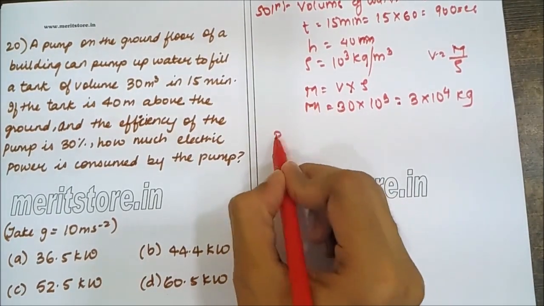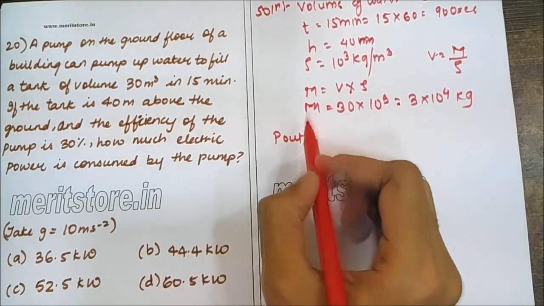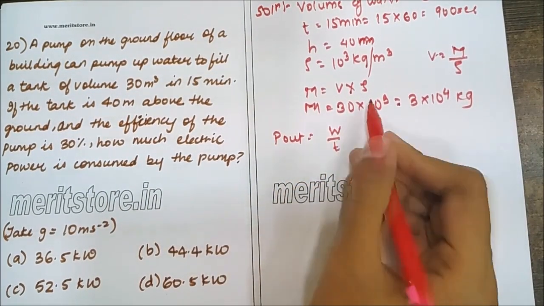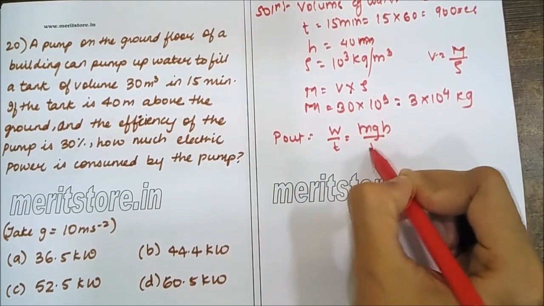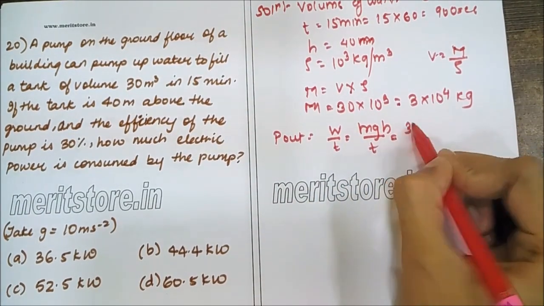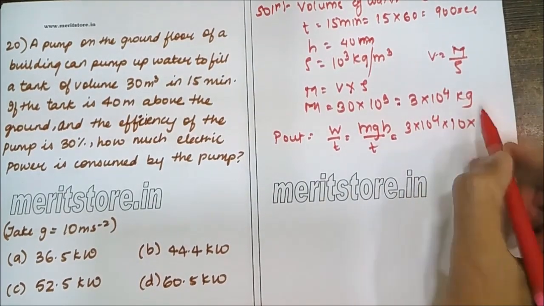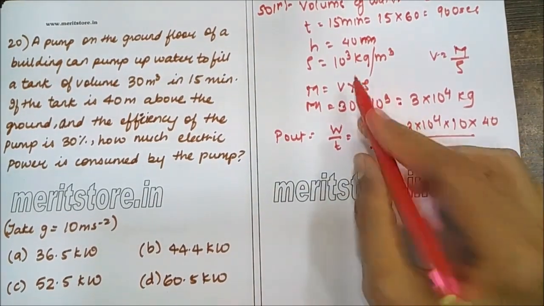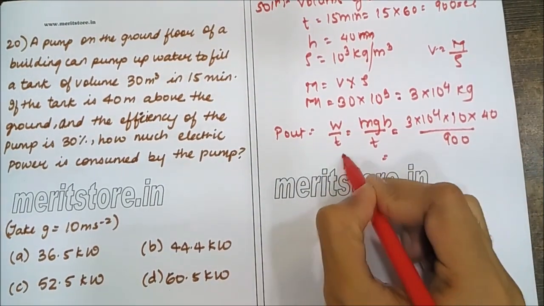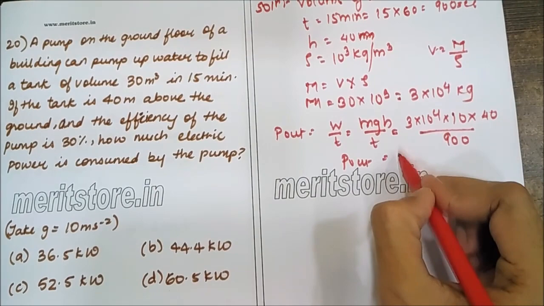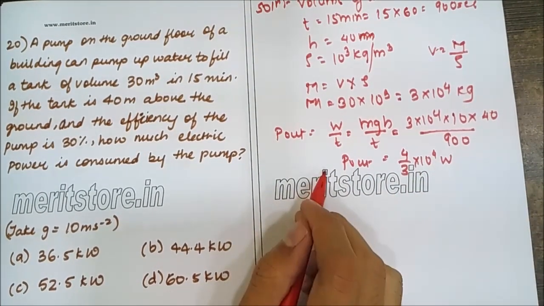Now we'll find the power output, then only we can find the efficiency of the power consumed. So power output in watts is equal to work done upon time, that is mgh upon time t. So having m as 3 into 10 to the power 4, g as 10, h as 40, upon the time t, which is 900 seconds, we get the power output as 4 by 3 into 10 to the power 4 watts. That is the power output.